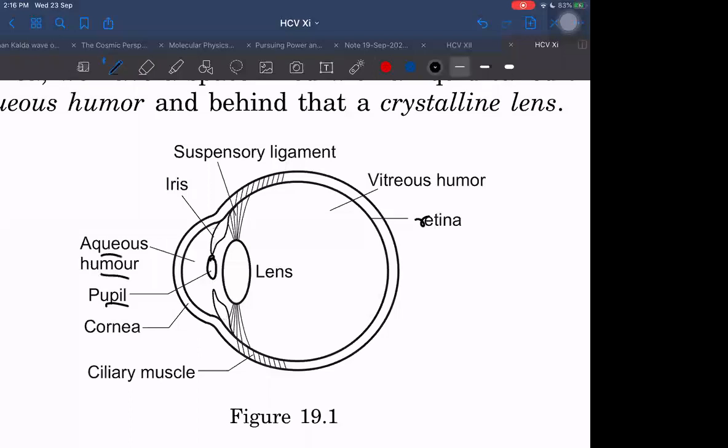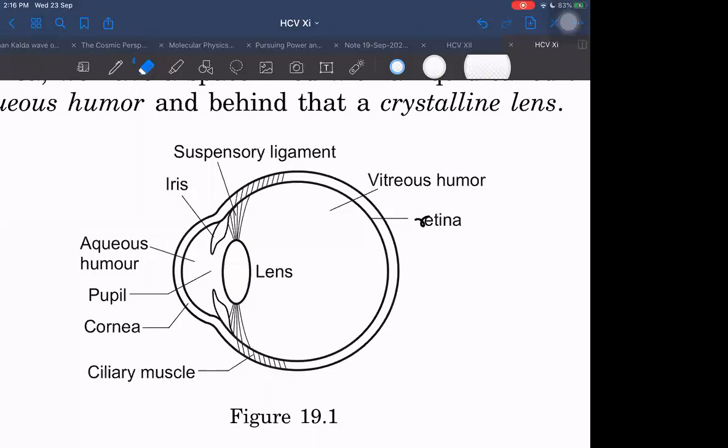Aqueous humor is just the liquid portion here. After the cornea, there is a liquid portion starting from the cornea to the lens. That is aqueous humor. I think some power may be due to aqueous humor also. I have heard that they talk about the power of the cornea sometimes and the power of the lens. Maybe aqueous humor also has some power or not, that I don't know. Iris. Pupil is the opening, and I think the iris is the thing which changes the opening size.